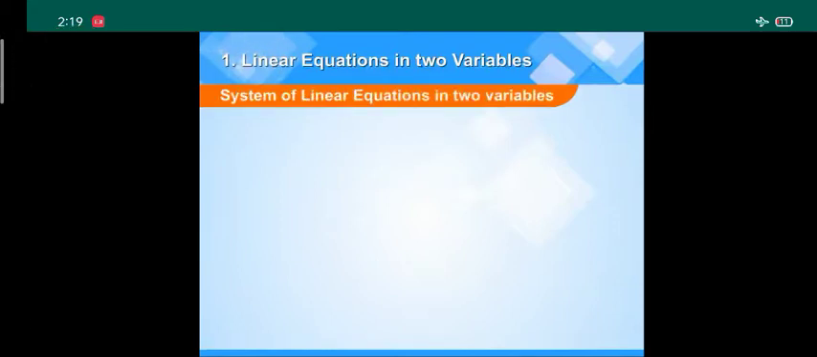Linear equations in two variables. System of linear equations in two variables.